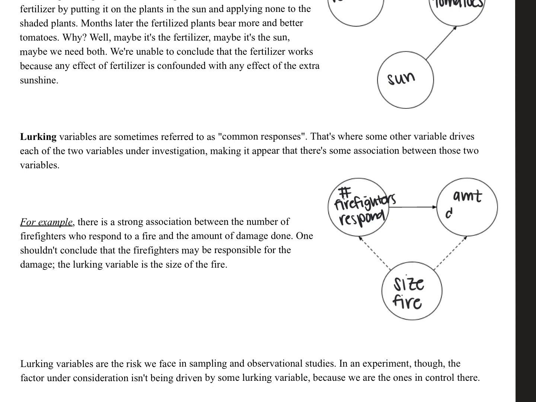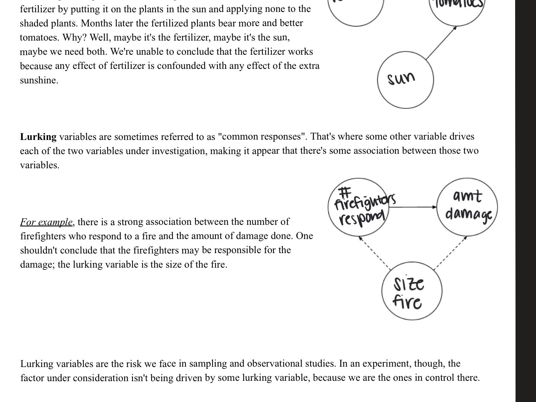Because if you think about it, the larger the fire, the more damage there would be. The smaller the fire, the less damage there would be. That also tells you how many firefighters are going to respond. Because if there's a very large fire, they're going to call in lots of fire departments to come and fight that fire. But if it's just a small fire, they'll just call the local station or whoever's supposed to respond and put it out. Doesn't necessarily mean that the firefighters determine how much damage there's going to be in a fire.